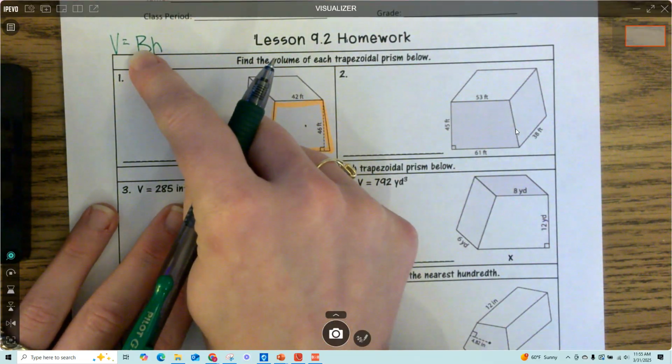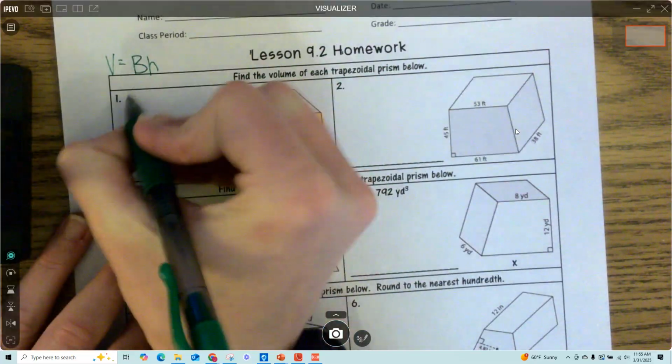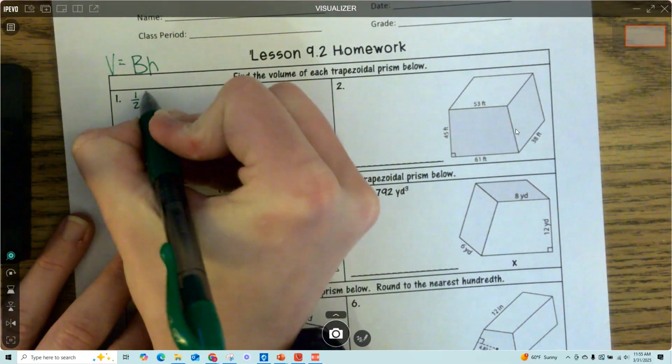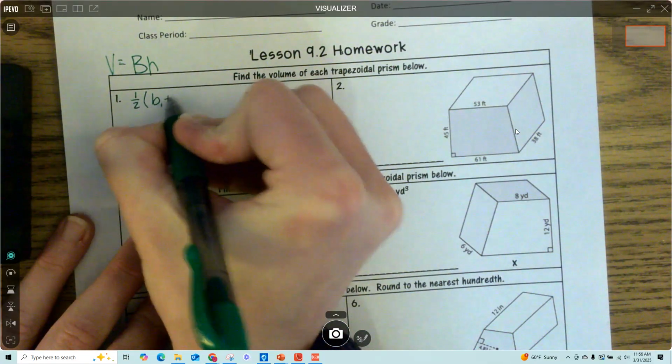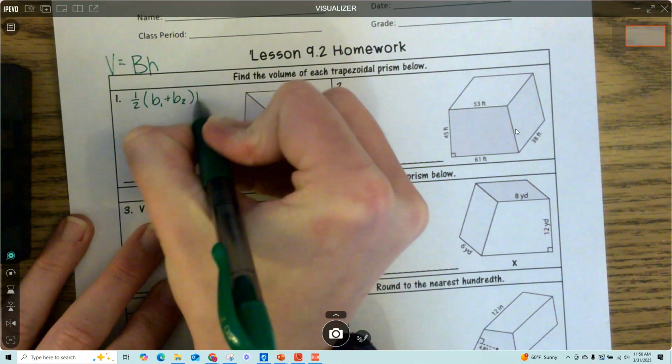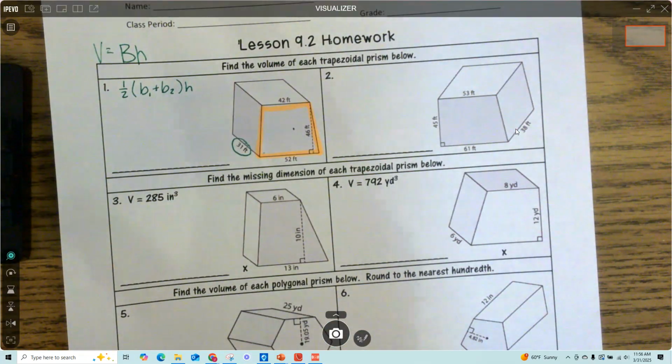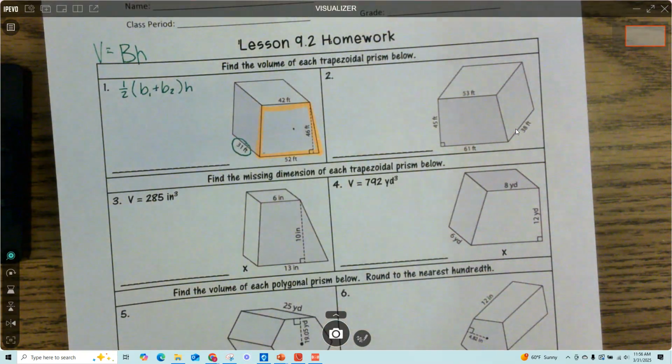The big B, the area of the base. So the area of a trapezoid is half base 1 plus base 2. And then we're using H again, but this is a different H. This is the height of the trapezoid. Keep them separate or it'll mess you up.